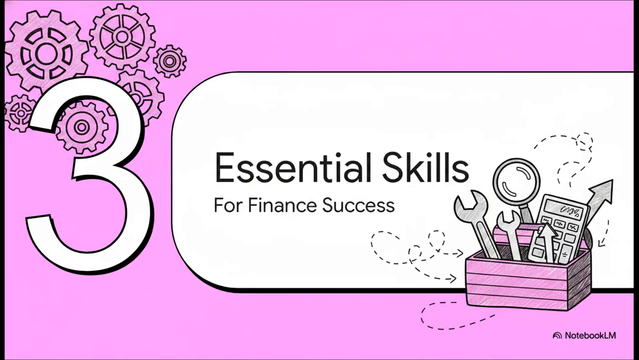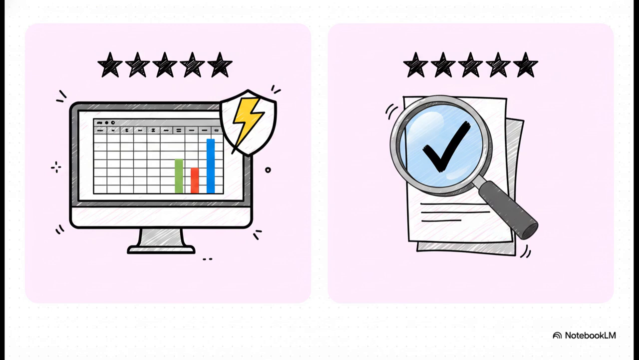So what does it take to actually make it? Let's hit Section 3, Essential Skills for Finance Success. Because to thrive in any of those 5 branches, you need a very specific overlapping toolkit. And here are your 2 5-star absolute non-negotiables. On the technical side, mastering Microsoft Excel. You need to know those shortcuts and functions inside out. It is your secret weapon.